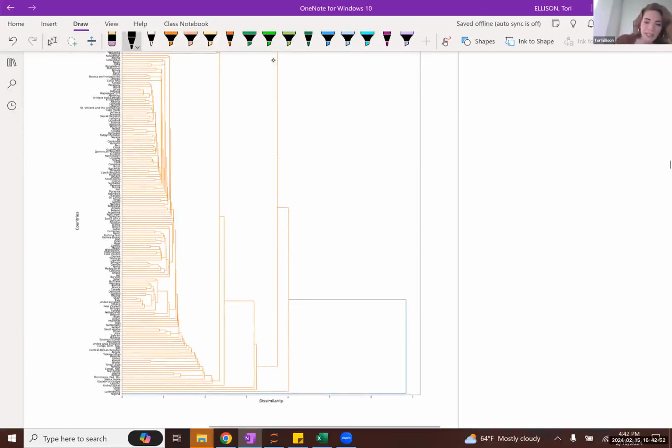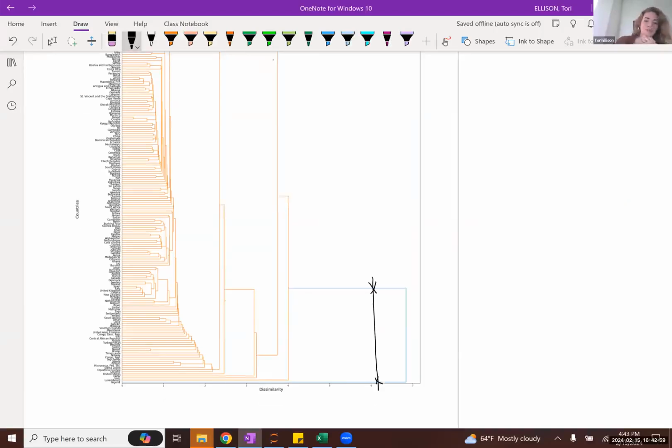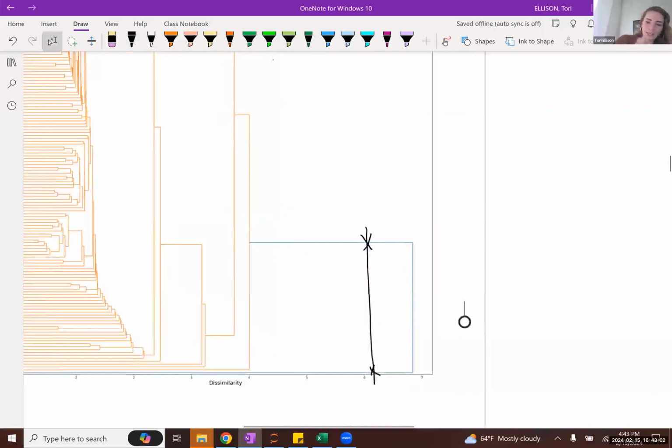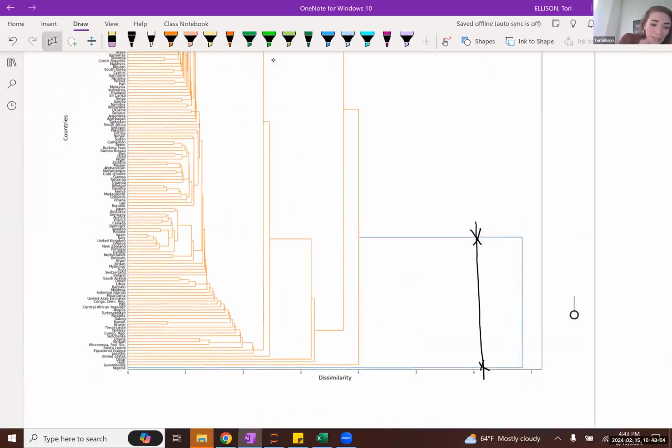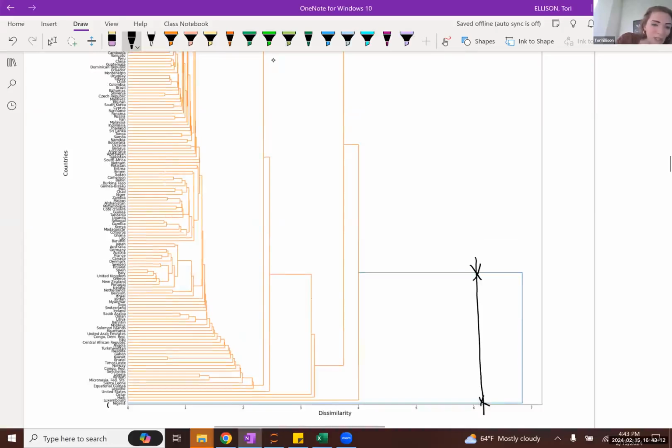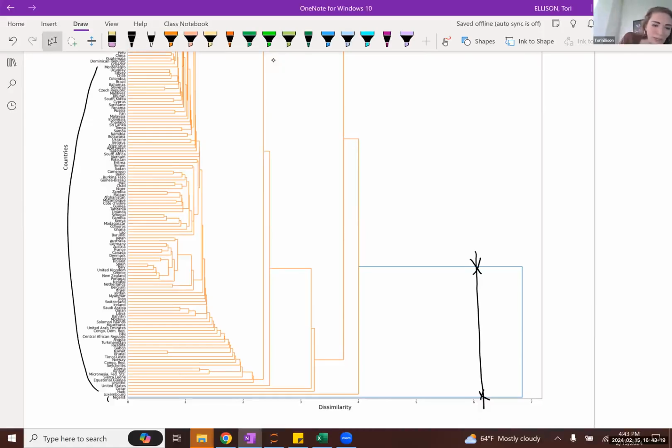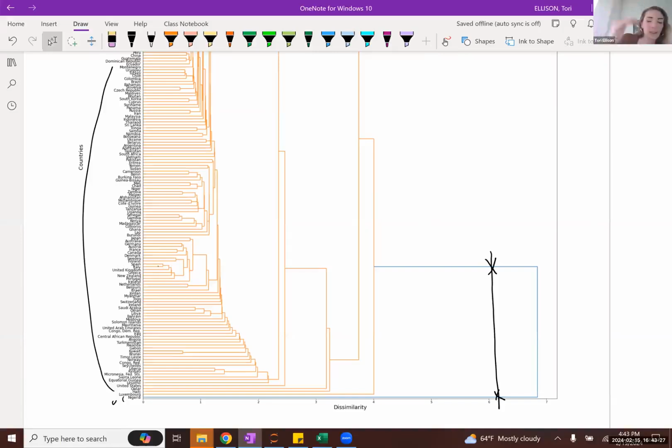So let's examine the first clustering that we could extract, or in other words, the clustering that we would get with two clusters. So I draw my vertical line in this case, and I follow each of the branches down to their corresponding observations on the y-axis. And so what I end up seeing is two clusters, right? One cluster just has Nigeria, and the other cluster is literally every other country.